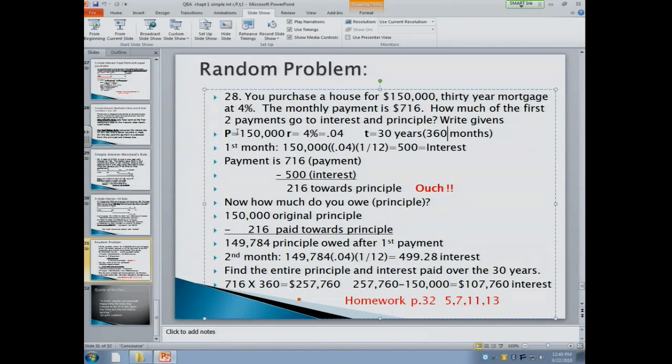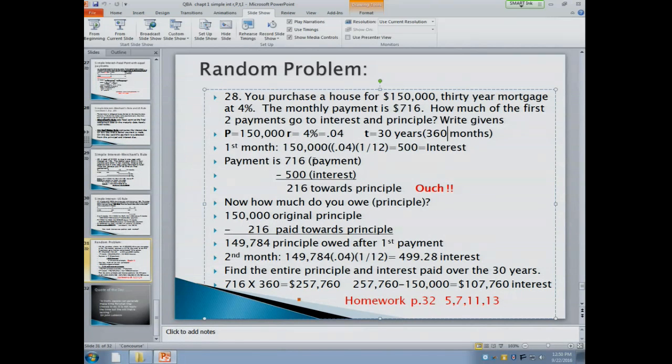Okay. So our principal is $150,000. Our rate is 0.04. For the first month, I want to calculate the interest. So it's I equals PRT. P is 150,000, R is 0.04, and time is 1 month. Remember, it's 1 divided by 12. So we paid interest of $500.